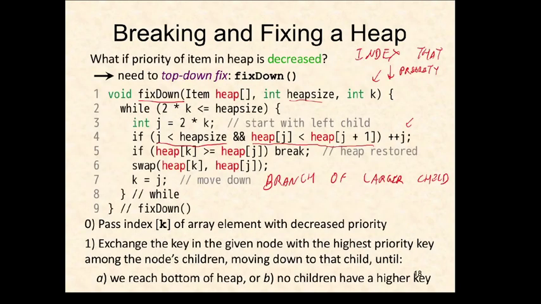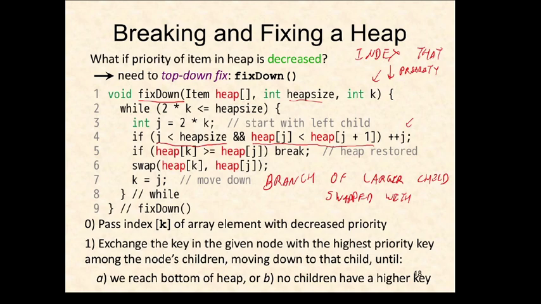So we've got to always move down the branch of the larger child, or alternately you could say we move down the branch that we swapped into, or swapped with. So we've got to move down the branch that we swapped with, which is the branch with the larger child. So we keep doing this. If we ever reach a leaf node, we know we're done. If we ever reach a point where the heap property is restored, we know we're done. So this is fix down.